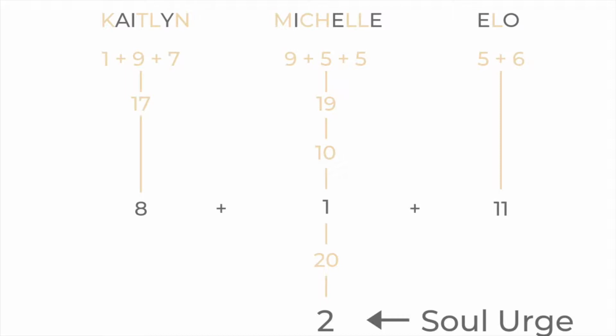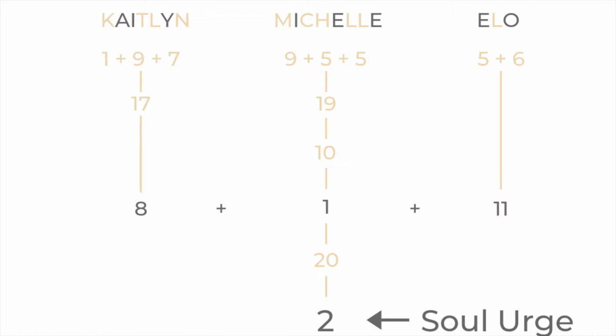That's Caitlin, Michelle, and Elo, and then to find the numbers for each of the vowels. In my first name, that's A, I, and Y, which converts to 1 plus 9 plus 7. That equals 17, and then that condenses down to an 8. And then I repeat this for my middle name, Michelle, where I have the I and 2 E's. That's 9 plus 5 plus 5, which equals 19, and 1 plus 9 equals 10, 1 plus 0 is 1, and then I stop there.